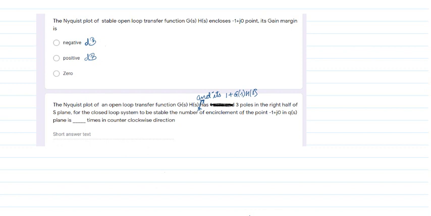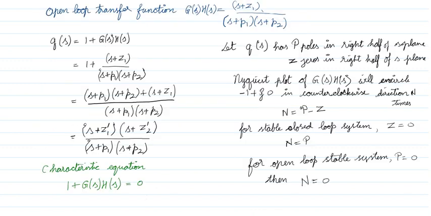Before solving these problems, I want to refresh quickly the Nyquist stability criterion. Please listen carefully. I am going to consolidate the entire Nyquist criterion in this single slide. I am taking an open loop transfer function G(s)H(s), having 1 zero and 2 poles. Then I take another function Q(s), that is 1 plus G(s)H(s). Substituting and cross multiplying, on solving this I get new zeros z1 dash, z2 dash. These are the poles. Then we know the characteristic equation is 1 plus G(s)H(s) equal to 0.